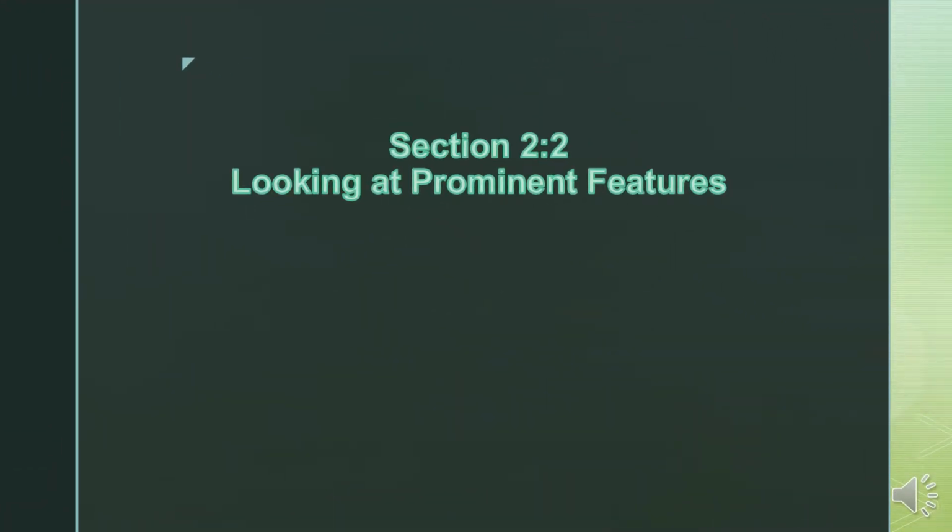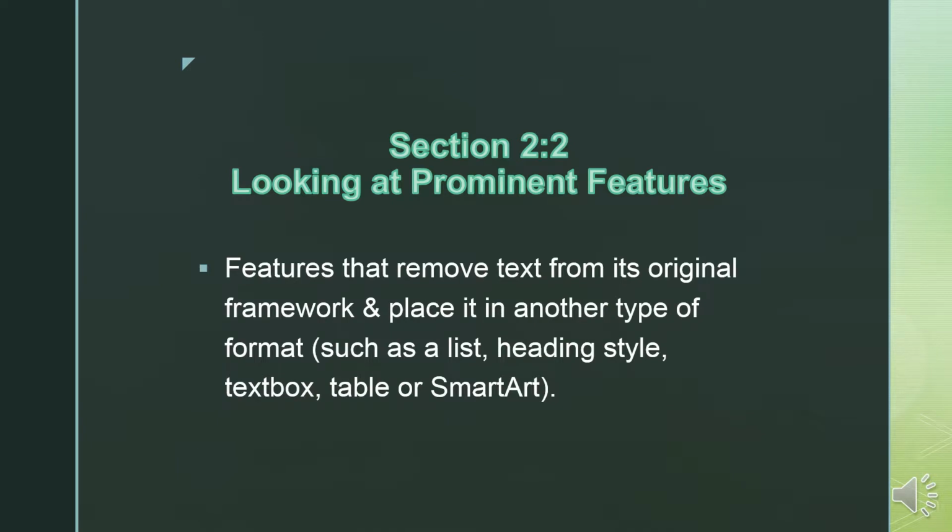Section 2-2, looking at prominent features. Prominent features are different than aesthetic features. Prominent features remove text from its original framework and place it in another type of format, such as a list, heading style, text box, table, or smart art.